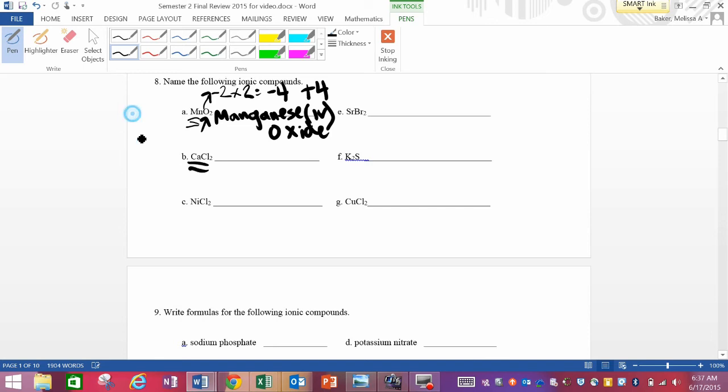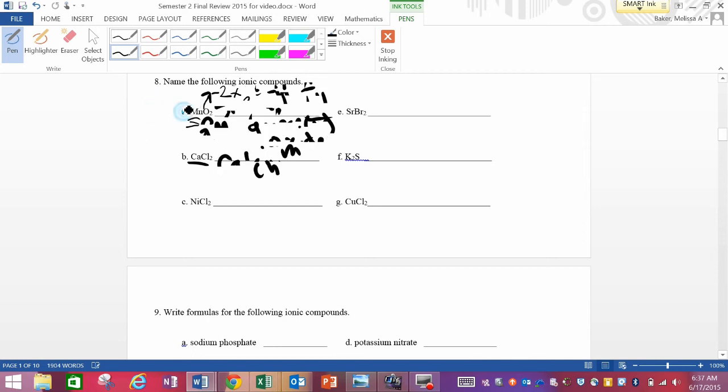Okay, then let's go down. This one's an easier one. Calcium is not a transition metal, so we just get to name this one calcium chloride.